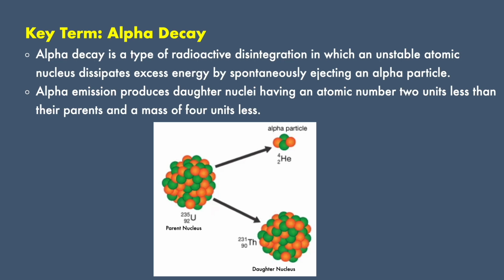An alpha emission produces daughter nuclei having an atomic number 2 units less than the parent's atomic number. The resultant daughter element is placed 2 places earlier than the parent element in the periodic table. For example, after alpha emission, uranium-235 changes to thorium-231.